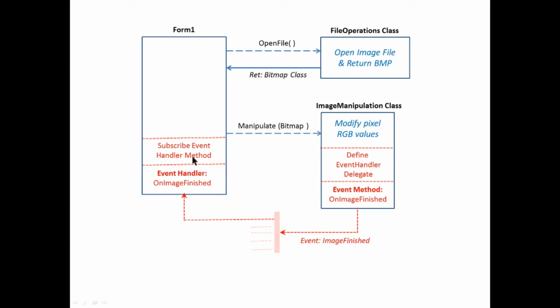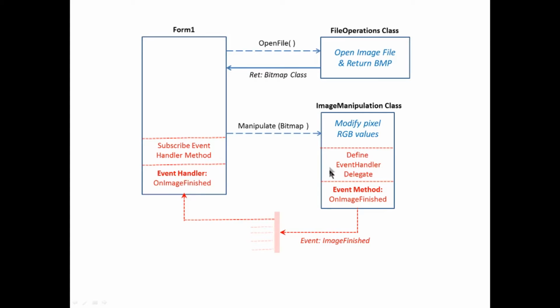So I mentioned in the previous videos that each of the players in this event process has a job to do. And we'll start with this image manipulation class. Since this image manipulation class is the one that's going to send the event, it's kind of running the show. It's defining, we said that you have to define the event handler delegate, the one that maintains the list of all the subscribers to be notified when the event happens.